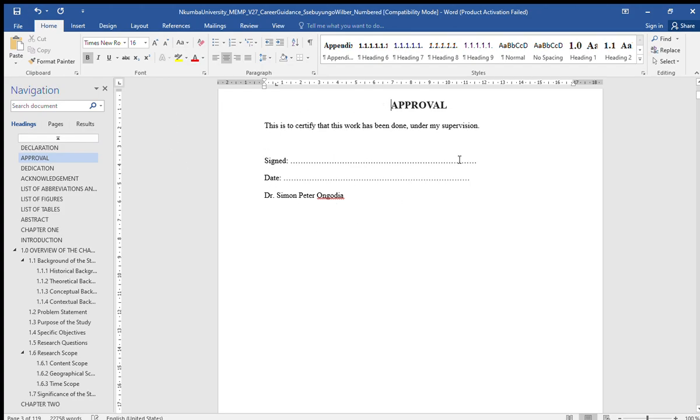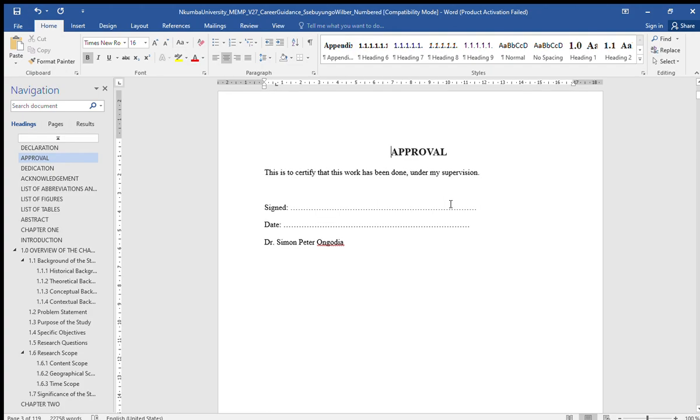This page is Microsoft Word. I wanted to go back to Microsoft Word so that you can connect with what you will do. It is called approval. That page is for your supervisor. That's why the supervisors write and say, this is to certify that this work has been done under my supervision. The supervisor will sign and put a date and the name of the supervisor.